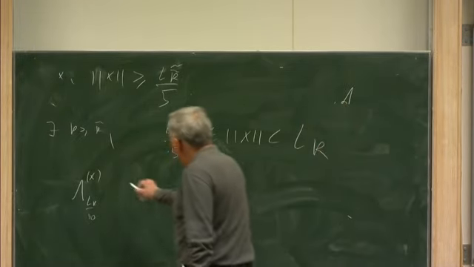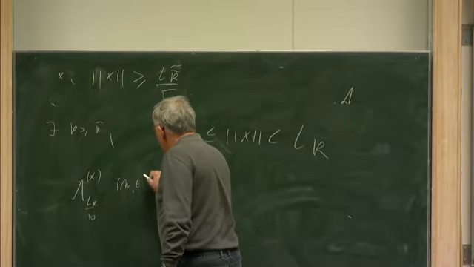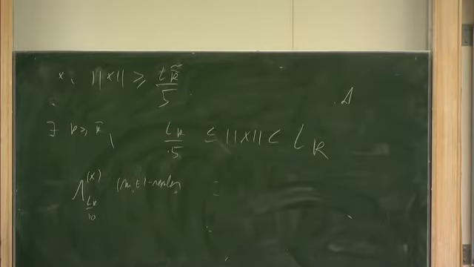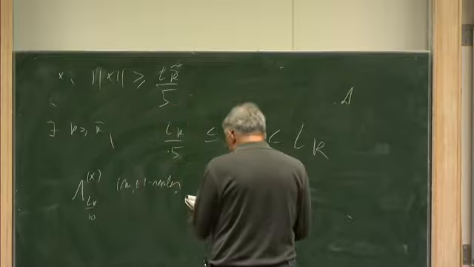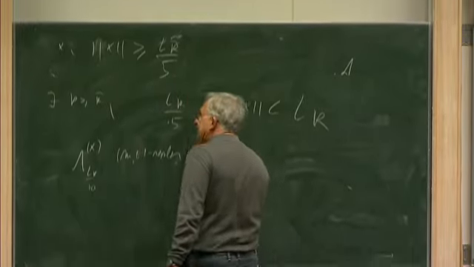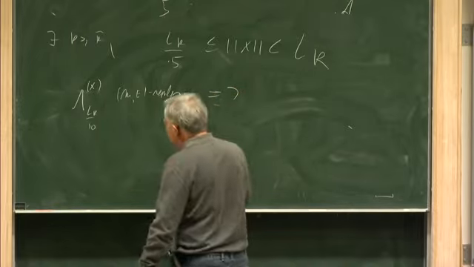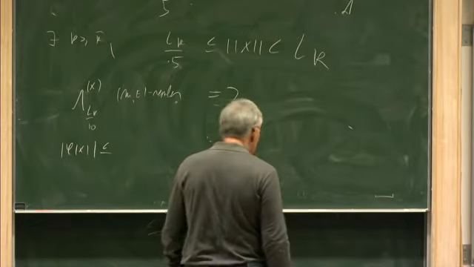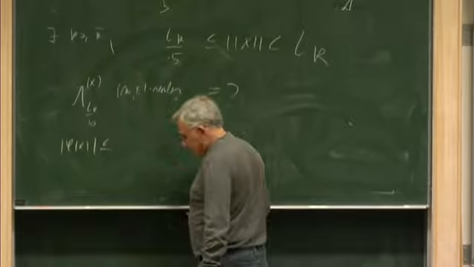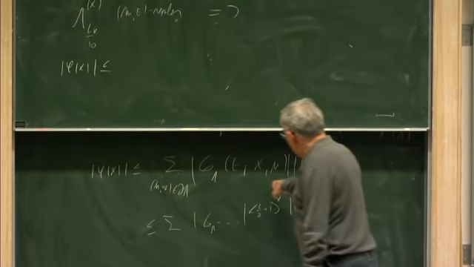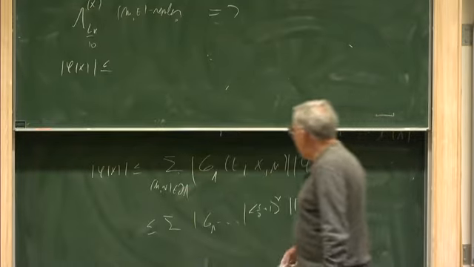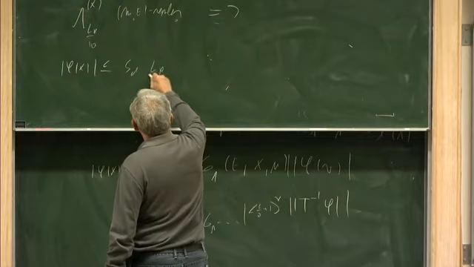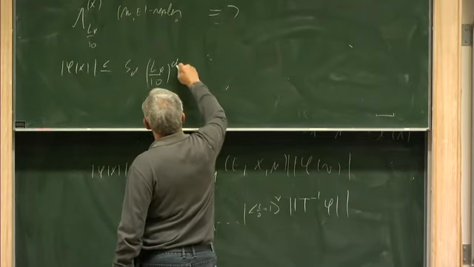So this box is M-irregular, because these are all R. But if these are M-irregular, I use this equation again. Well, I have S_d, L_k over 10 to the d minus 1.